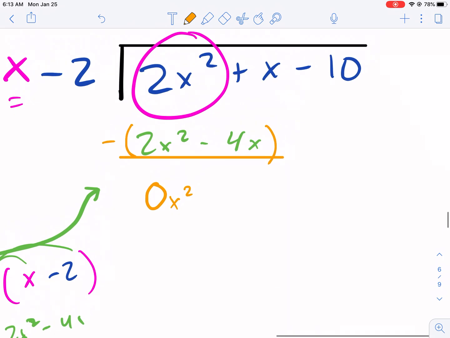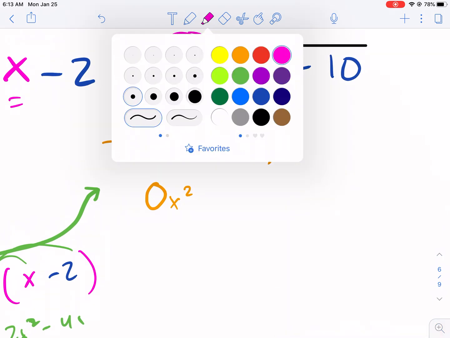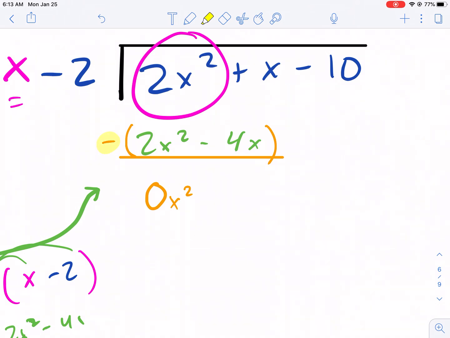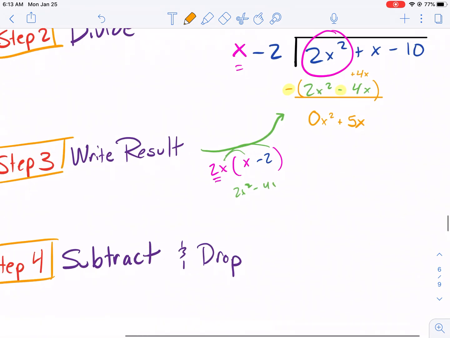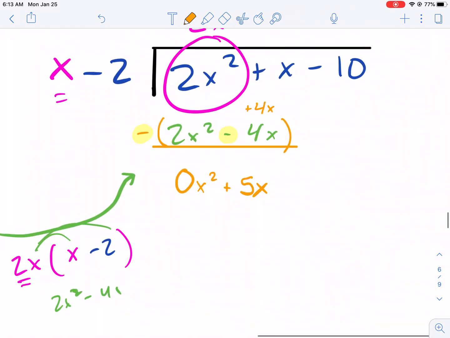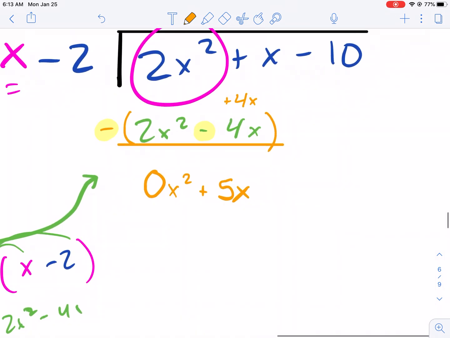And then we have x minus a negative. This is what I don't like, but I'm sorry, this is just a fact. If you have two minuses, it's going to turn into plus. So this really becomes plus 4x, so then we get plus 5x after. That's our result. So we subtracted, and then we dropped. Okay, actually we didn't drop yet, but we subtracted and we get 5x.